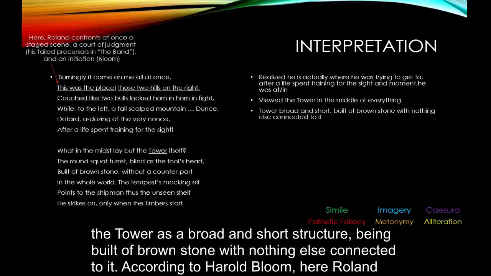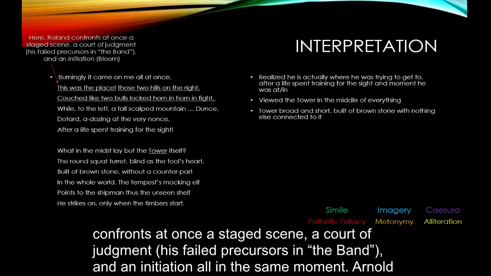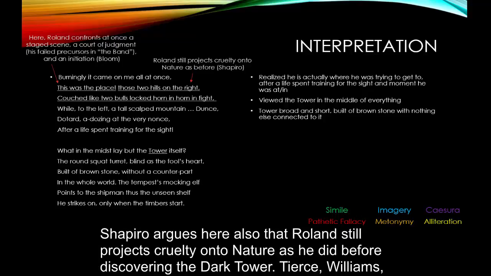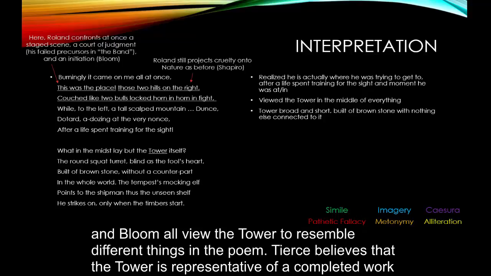According to Harold Bloom, here Roland confronts at once a stage scene, a court of judgment, his failed precursors in the band, and an initiation all in the same moment. Arnold Shapiro argues here also that Roland still projects cruelty onto nature as he did before discovering the Dark Tower. Tierce, Williams, and Bloom all view the tower to resemble different things in the poem.